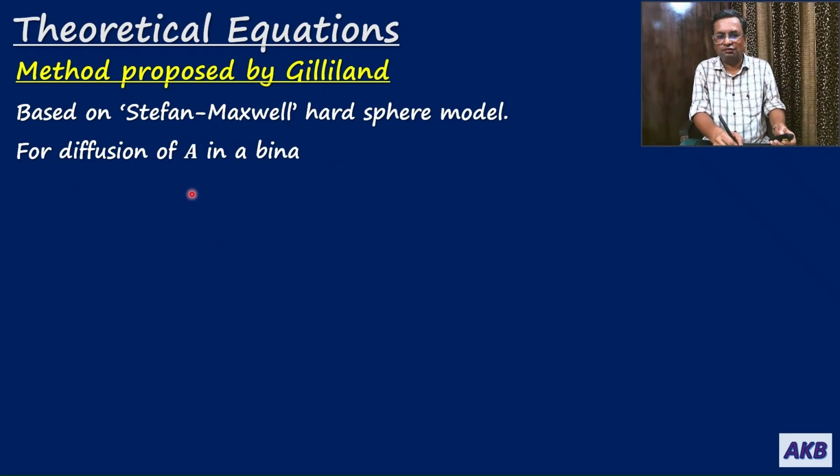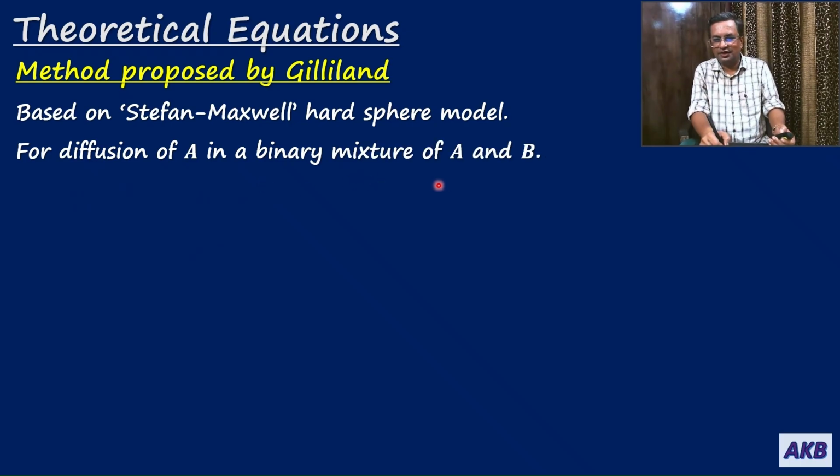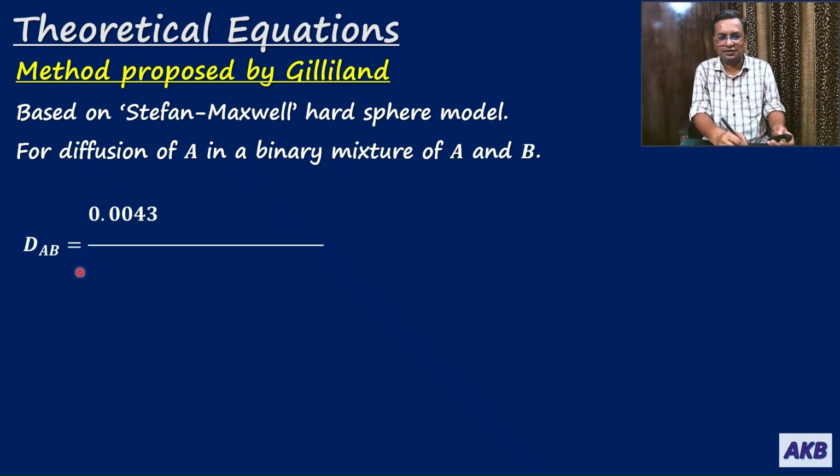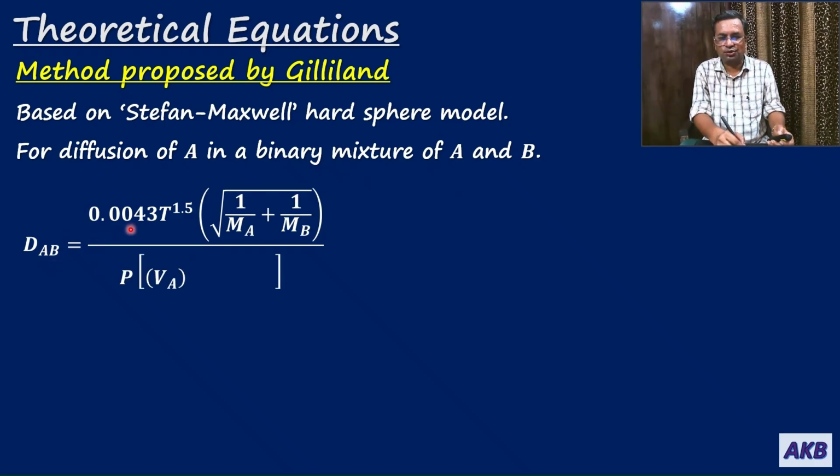So again, for diffusion of A in a binary mixture of A and B, you have this equation according to this method. DAB is equal to 0.0043 into T raised to 1.5 into under root of 1 upon MA plus 1 upon MB, divided by P into VA raised to 1 by 3 plus VB raised to 1 by 3, and square of this summation.